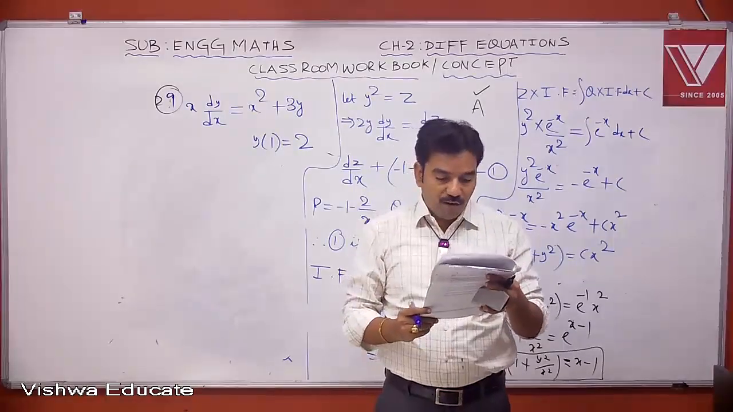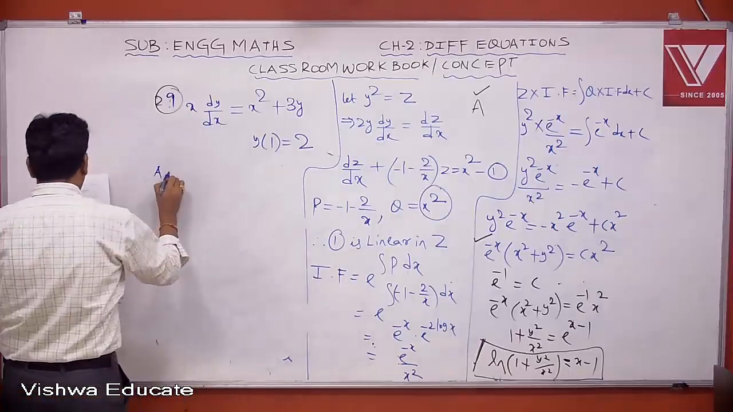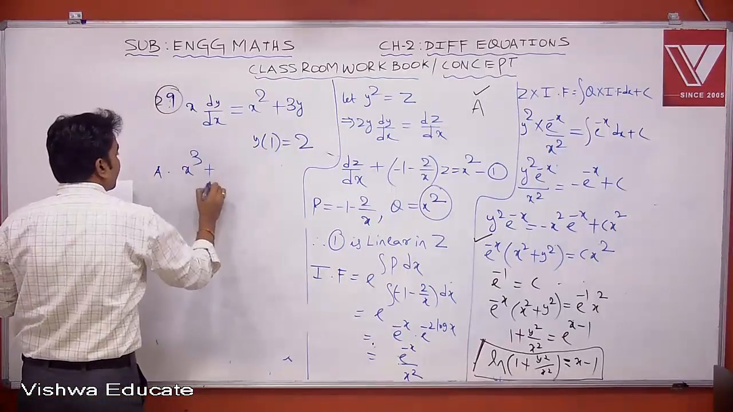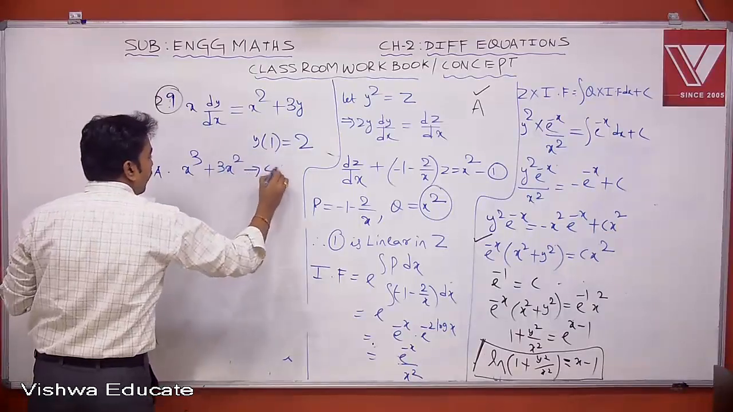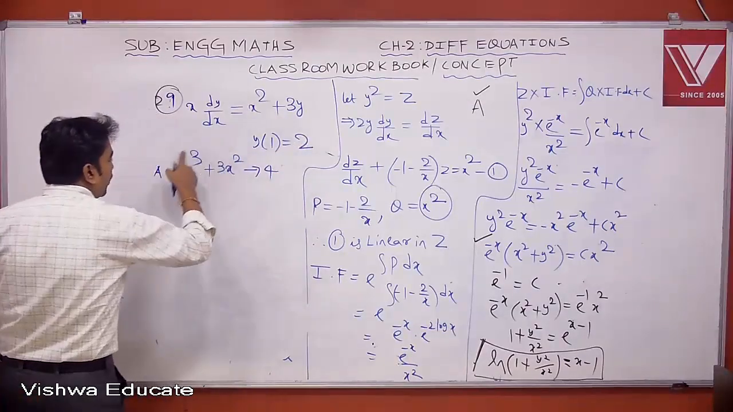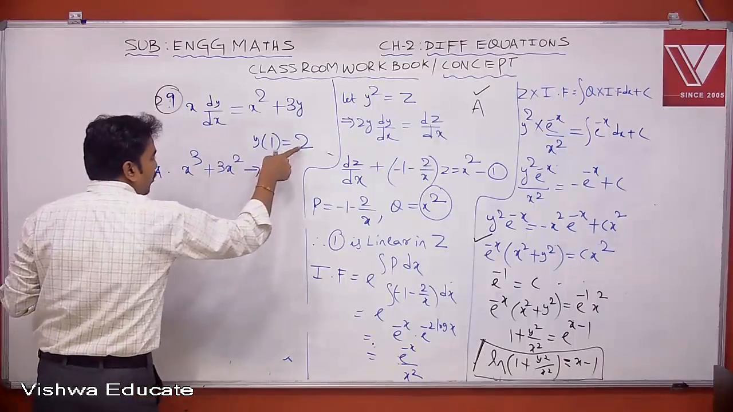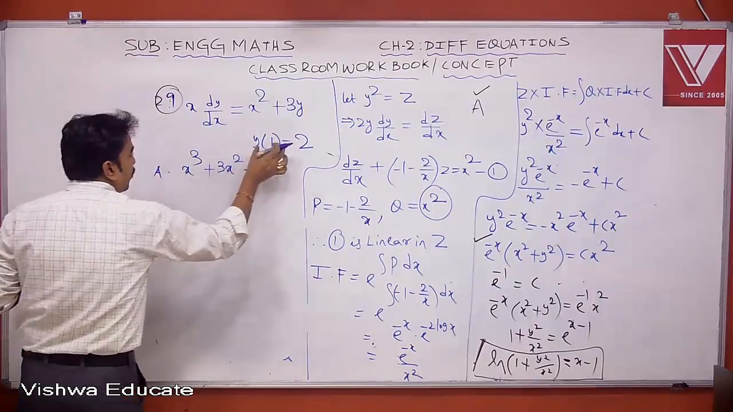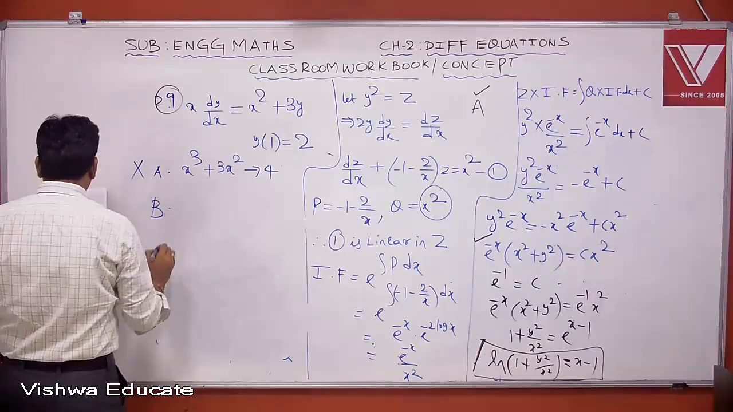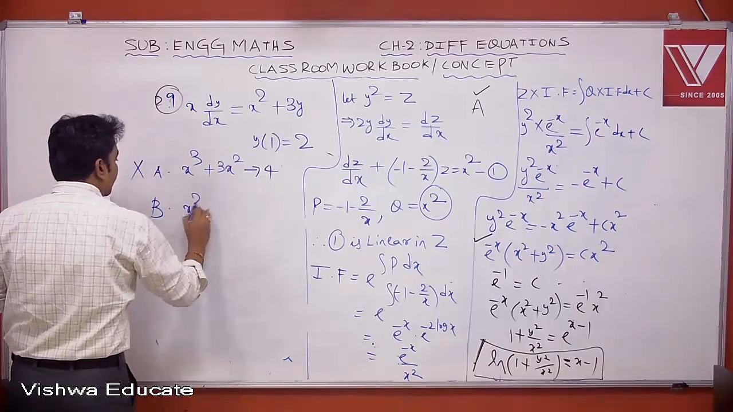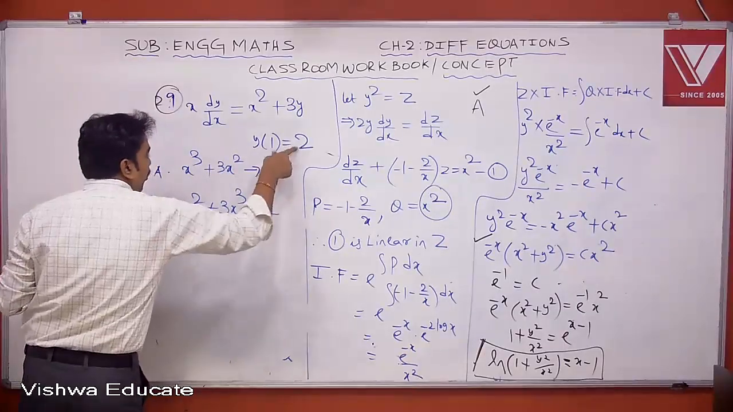Boundary condition is y of 1 equal to 2. What is my option A? In option A, the y value is x cube plus 3x square. So when you replace x by 1, it is giving 4, but the y value must be 2. So option A does not satisfy this condition. Eliminate this. Option B, it is x square plus 3x cube. Here also when you replace x by 1, it is giving 4. We are not getting 2.